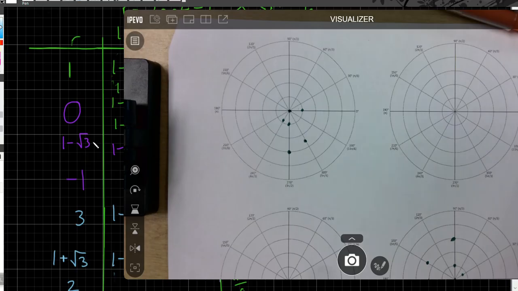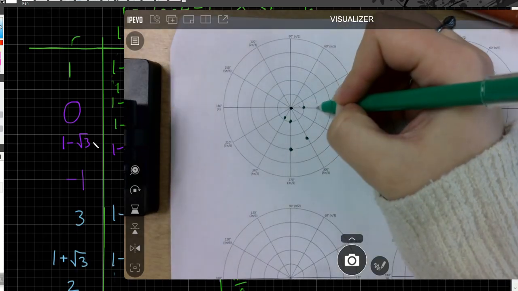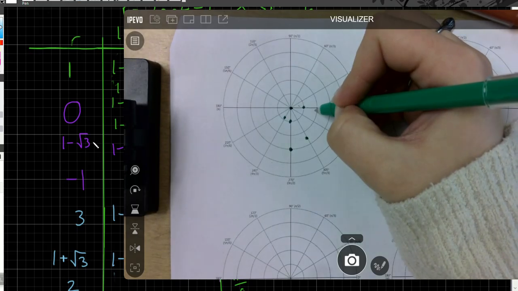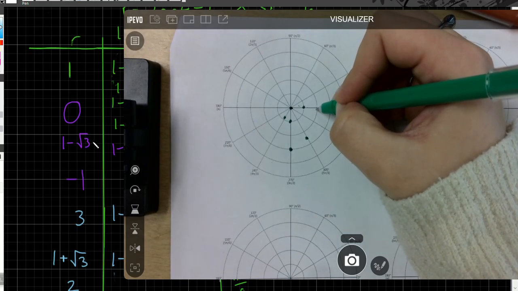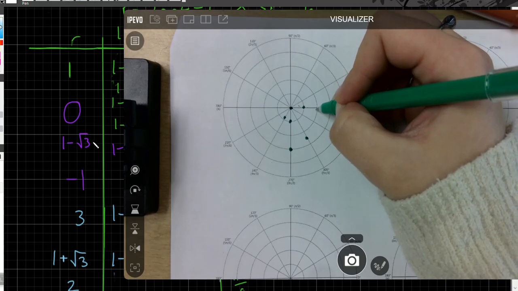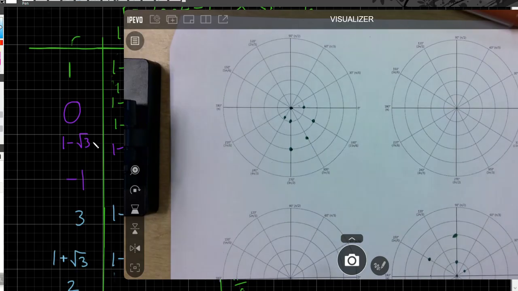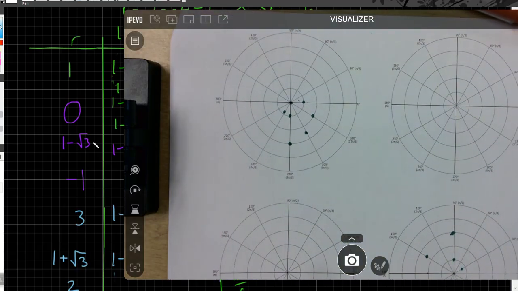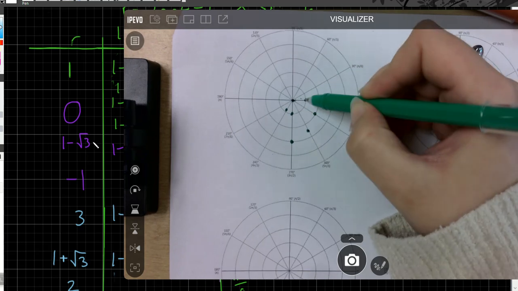Okay, next one was 2. 1, 2, and what's my radians? Anybody? What was it on my sheet? Oh, 11pi/6? Okay, so 11pi/6. So right there. And my last one was 1 and 2pi. So right back there.